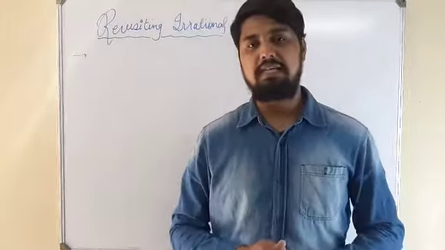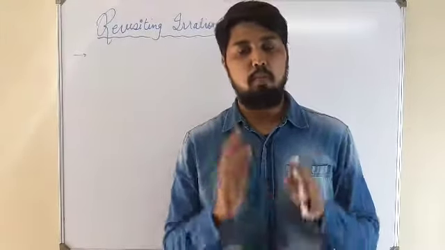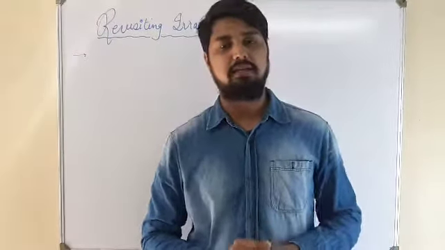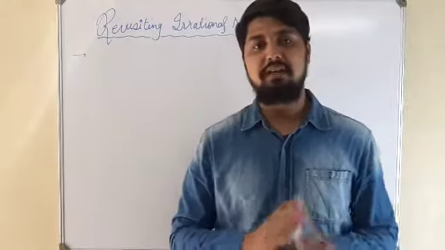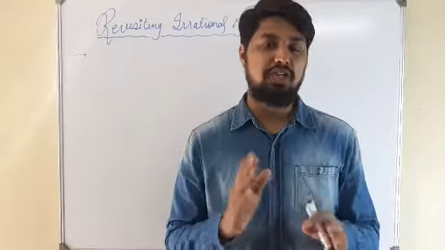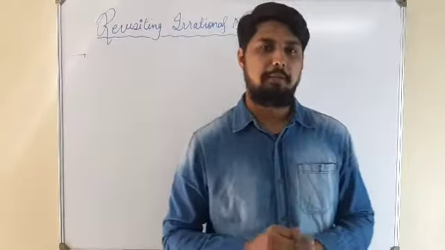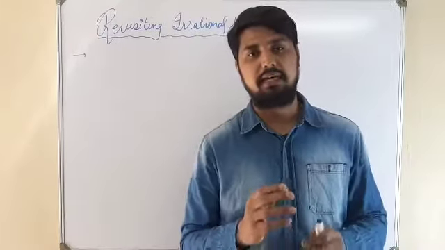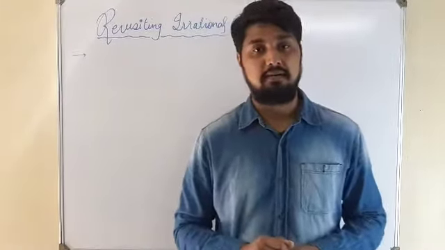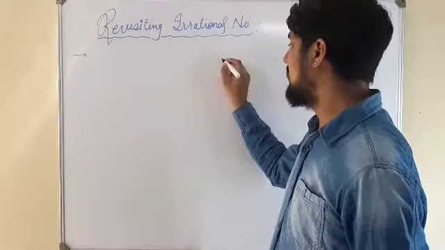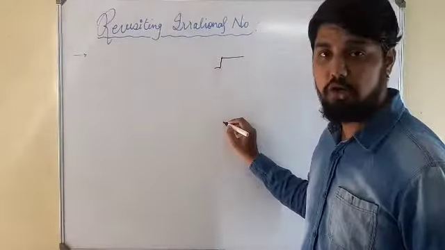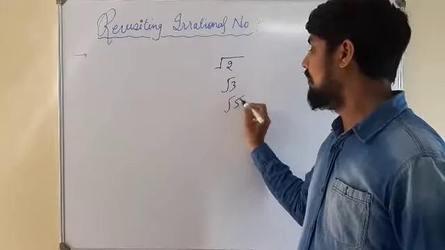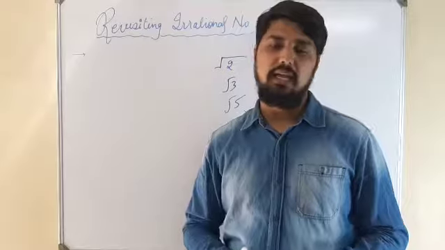Revisiting irrational numbers means we are going to study more about irrational numbers, which we have already studied in class 9th. In class 9th, we studied that irrational numbers are the numbers which cannot be expressed in the form of p by q. That means the majority of the numbers which are written under the square root sign, where the number is not a perfect square. That means under root 2, under root 3, under root 5, all these were irrational numbers.